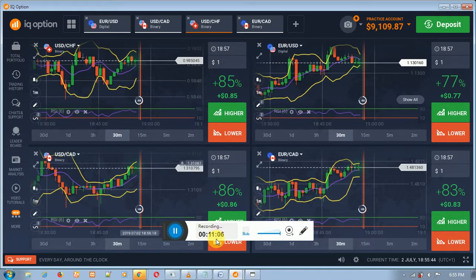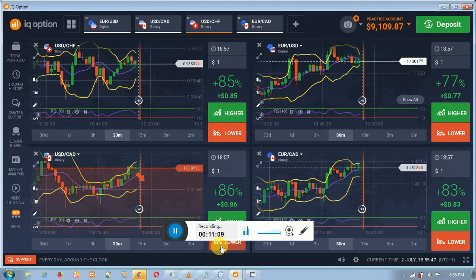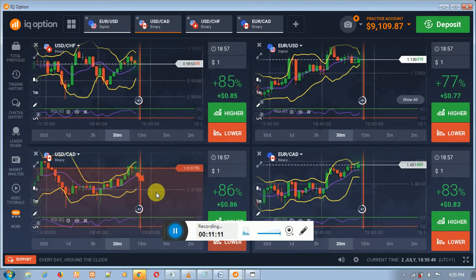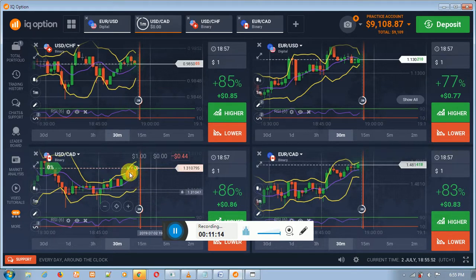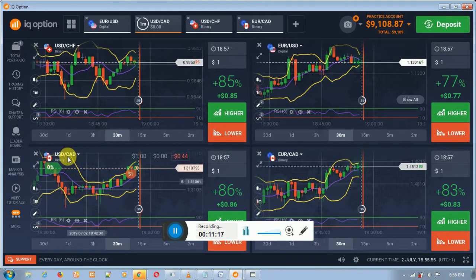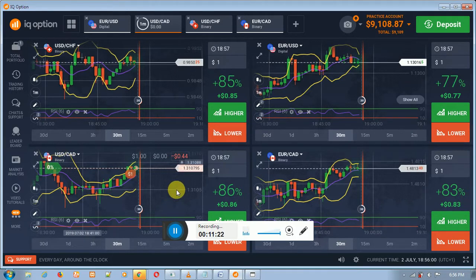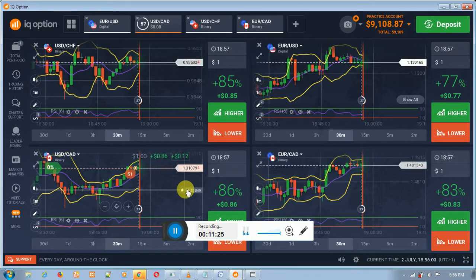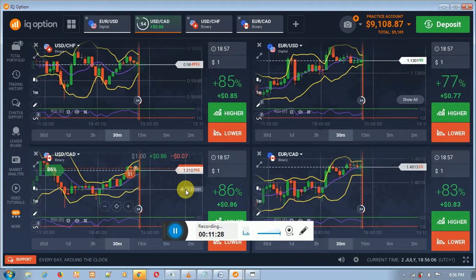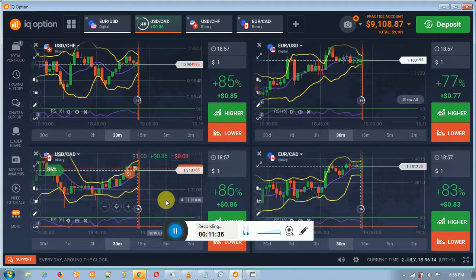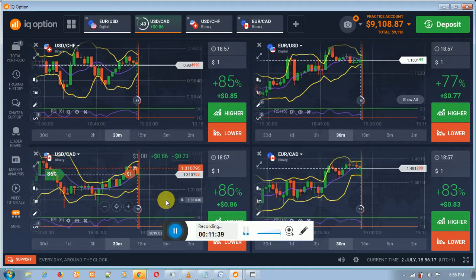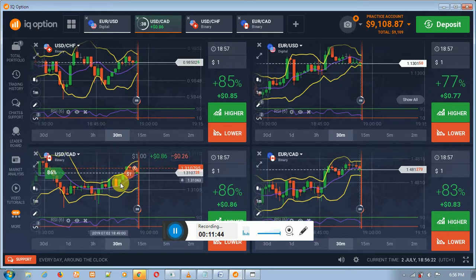I have one here, but let's see how it goes. Okay, I trade lower here, USD dollar and Canada dollar. Let's see what is going to happen here. You'll be wondering why I have to trade this. It's because I have seen a hammer here. I have seen 3 green candles, and I'm equally seeing a hammer.